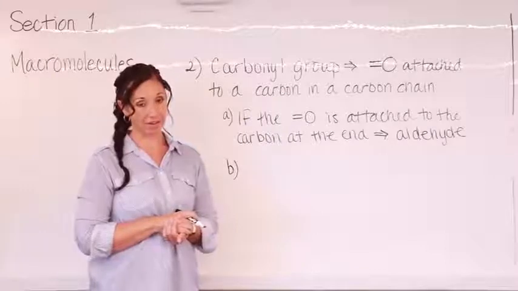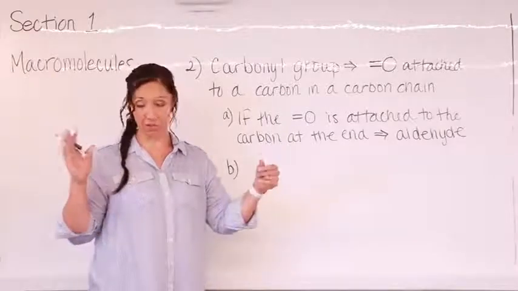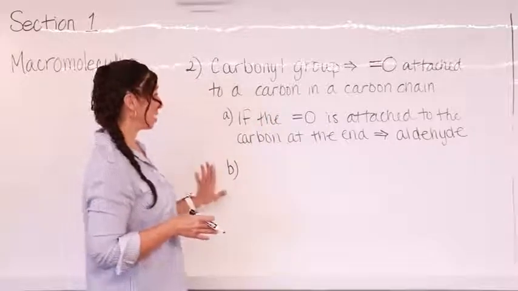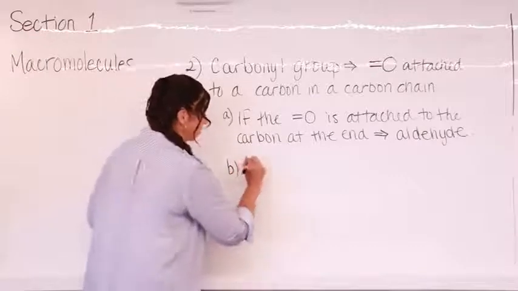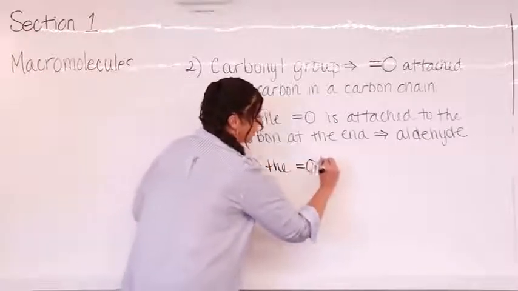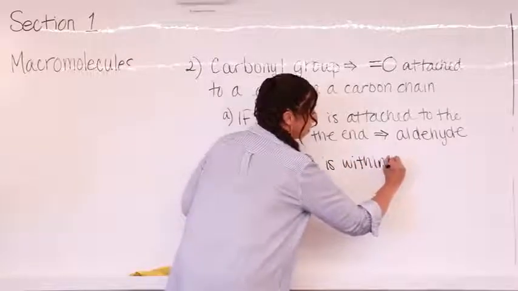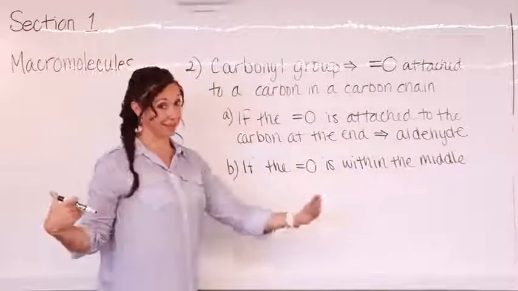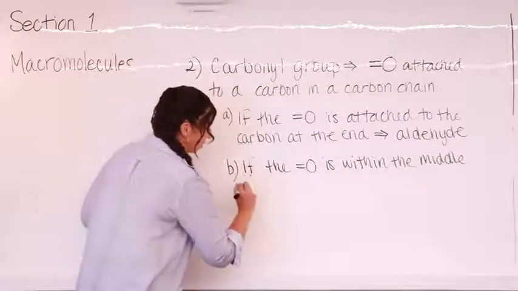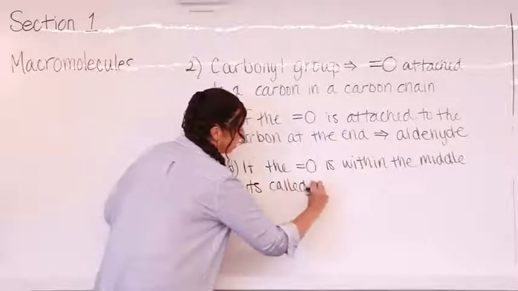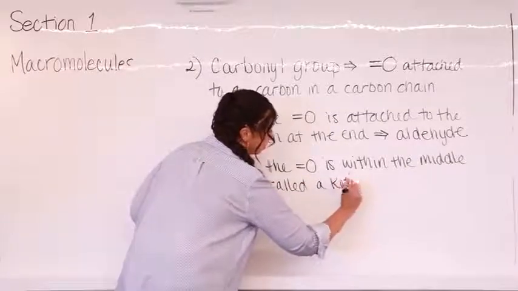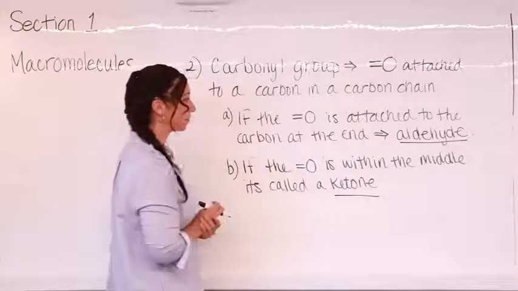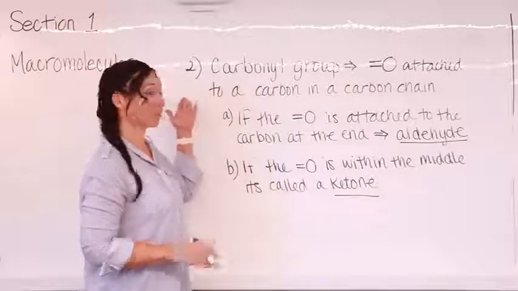And if that double bond oxygen is attached to a carbon within the chain, so not at the beginning, not at the end, but somewhere within the middle, that double bond O is now called a ketone. So if the double bond oxygen is within the middle, and by middle, I just mean it's not at the ends, it's called a ketone. So you have aldehydes and you have ketones, and both of these are considered carbonyls.